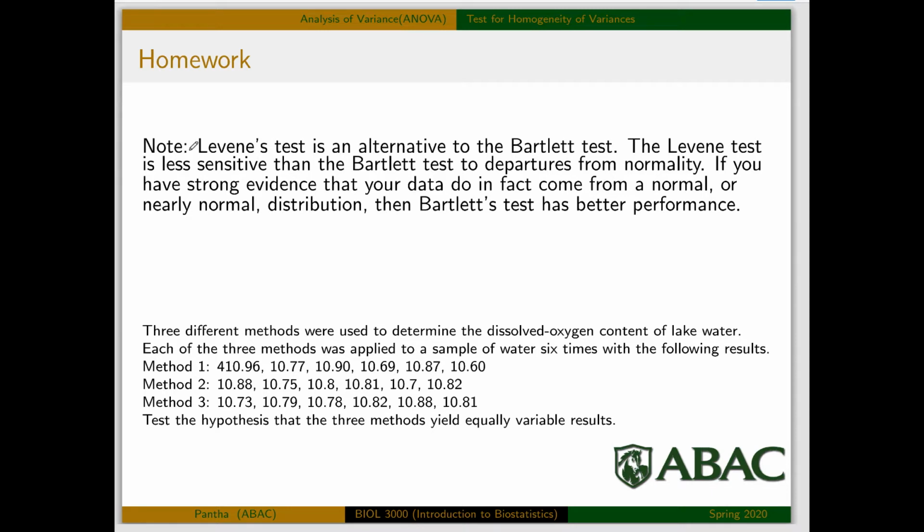Okay, so here is a note. Levene's test is an alternative to the Bartlett's test. The Levene's test is less sensitive than the Bartlett's test to departure from normality. If you have strong evidence that your data do in fact come from a normal or nearly normal distribution, then Bartlett's test has better performance than the Levene's test.